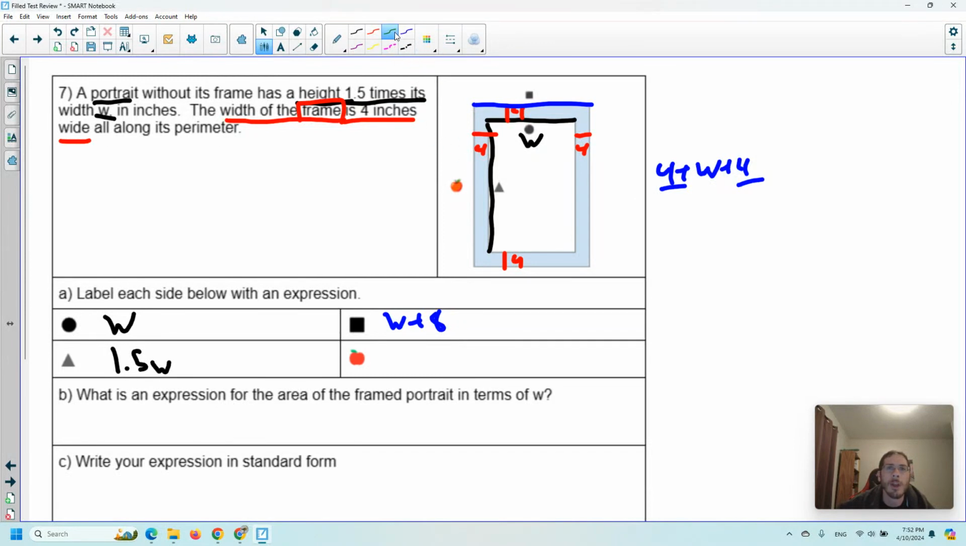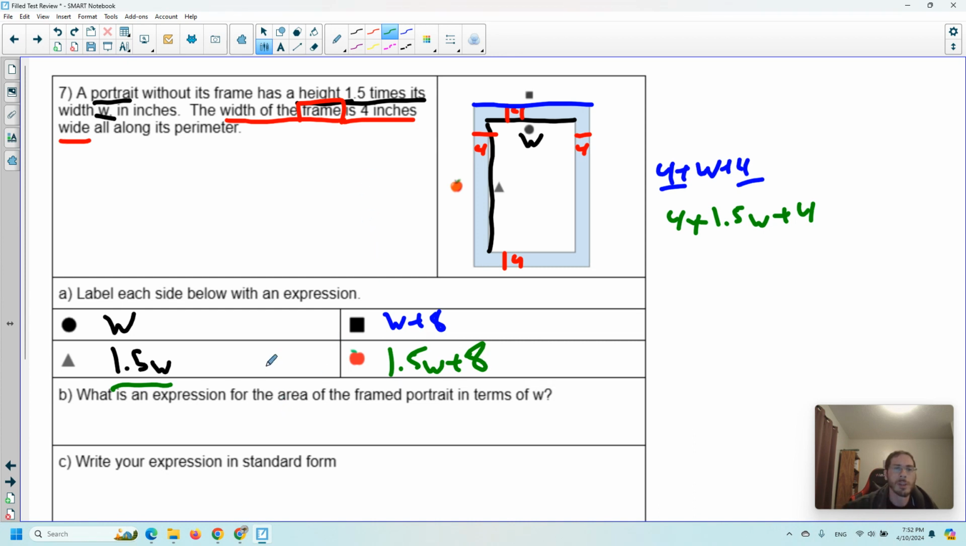Likewise, if I wanted to do the apple, it would be 4 plus the triangle plus 4. So it's 4 plus the triangle here, which is 1.5 W, plus another 4, because again, I've got a top and a bottom. Again, I could leave that as the final answer, but I'm going to make it look a little bit nicer. I'm going to put it in standard form and do 1.5 W plus 8. So we've labeled each side, so that's really good. We've already got all of those done.